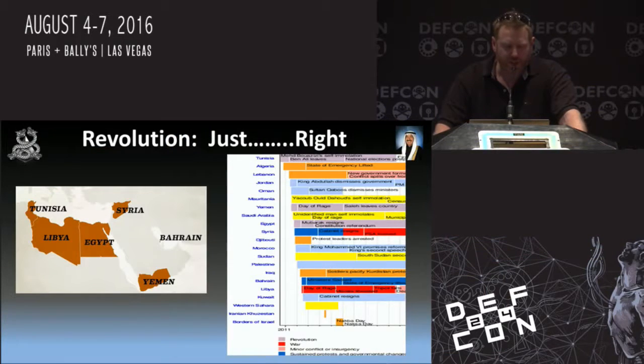So in 2011, you guys will probably remember this was the Arab Spring. On the left-hand side, you'll see the countries that recently fell. And on the right-hand side, you'll see a timeline of the countries in that region that either fell by revolution, coup, assassination, or just protest. And you can see Kuwait down the bottom in light blue, cabinet resigns.